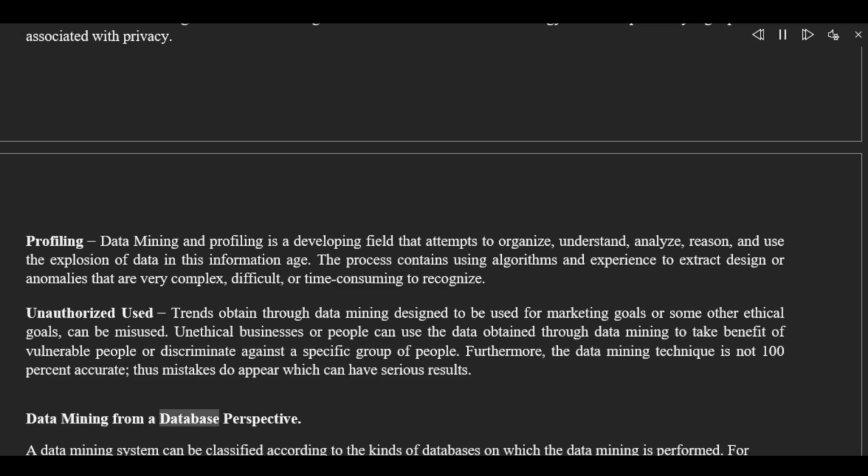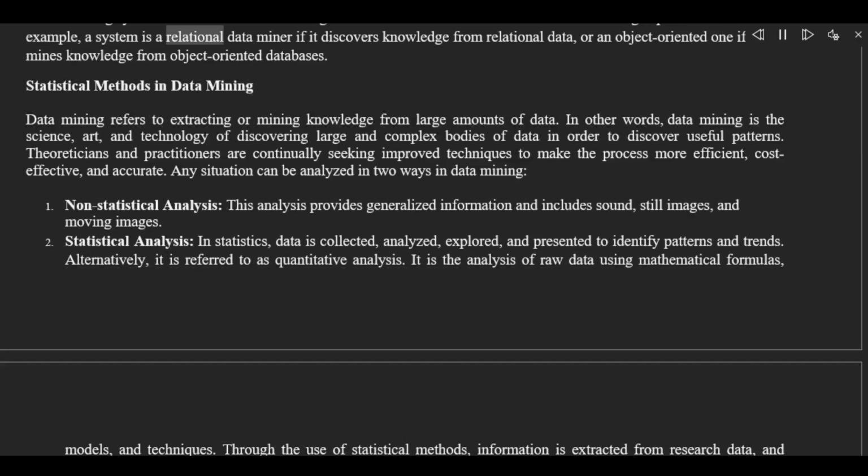Data mining from a database perspective. A data mining system can be classified according to the kinds of databases on which the data mining is performed. For example, a system is a relational data miner if it discovers knowledge from relational data, or an object-oriented one if it mines knowledge from object-oriented databases.